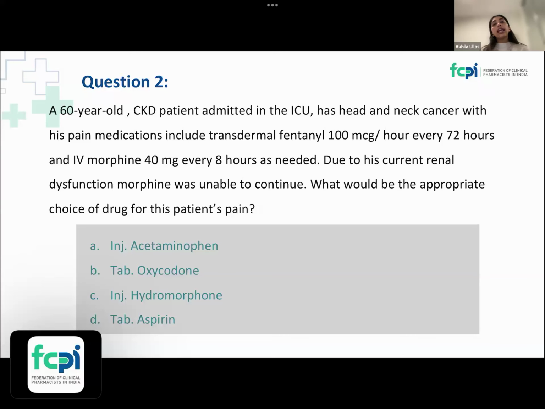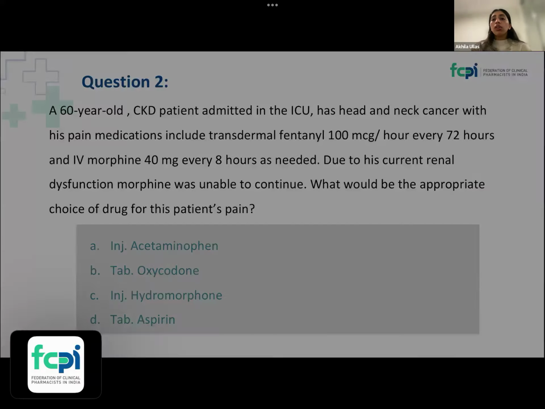And the second case is a 60-year-old CKD patient admitted in the ICU with head and neck cancer. His pain medications include transdermal fentanyl 100 mcg per hour every 72 hours and IV morphine 40 mg every 8 hours as needed. Due to his current renal dysfunction, morphine was unable to continue. So what would be the appropriate medication choice for this patient? We have injection acetaminophen, tab oxycodone, injection hydromorphone, and tab aspirin. So the answer will be injection hydromorphone.